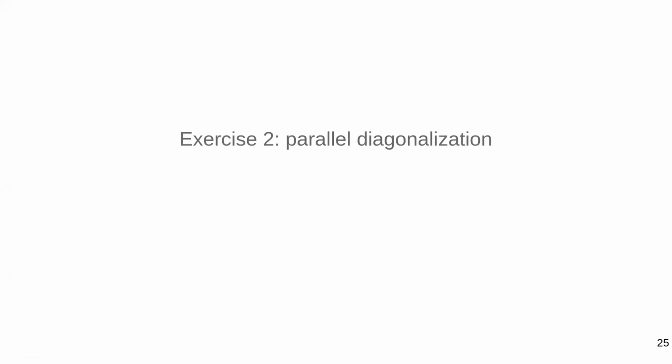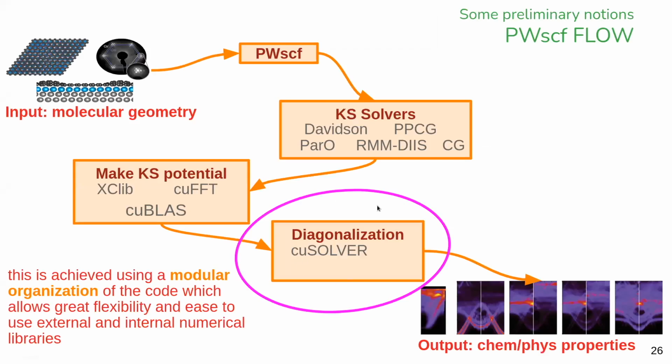So before I mentioned the other flags that you can see for the PW, so the ndiag. So now the exercise for the parallel diagonalization. So this is the schema that I showed before, and now we focus on the diagonalization. Okay, the parallel diagonalization.